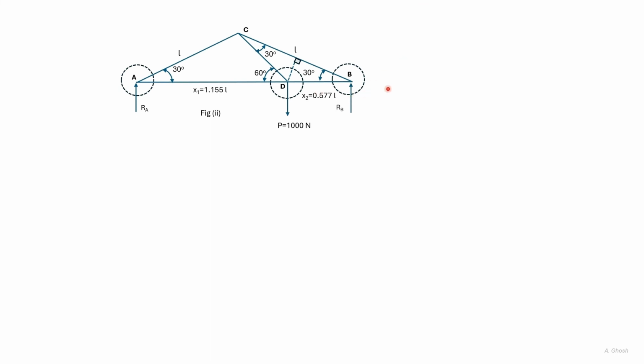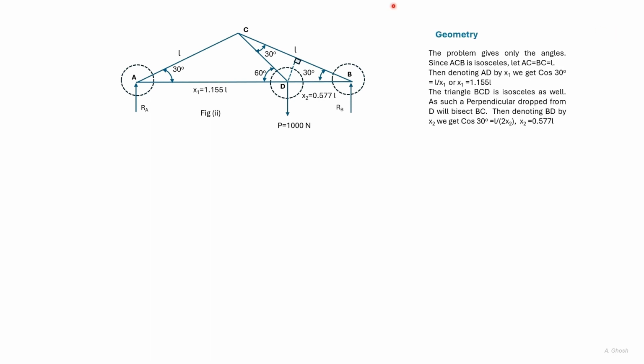So now we have looked at the geometry of the truss. We next consider equilibrium of the truss as a whole. Let us consider moment about the point B. Then RA into AB is equal to 1000 into dB, which gives us RA. Now considering forces in the vertical direction, summation of forces on the truss as a whole must be 0, from which we'll get the value of RB.